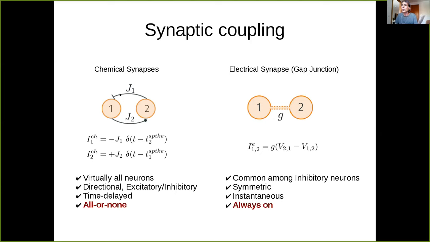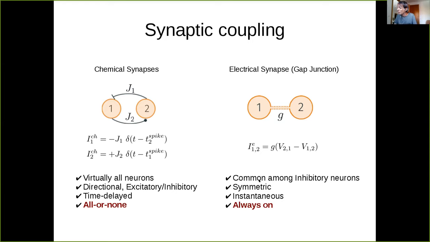So you know that chemical synapses connect virtually all neurons. They are directional. They can be either excitatory or inhibitory. They may have time delays that are relevant for the dynamics, but here I won't go into that. And what is very important is that they are all or none. So when the cell fires, then these synapses are activated, in contrast with electrical synapses, okay?